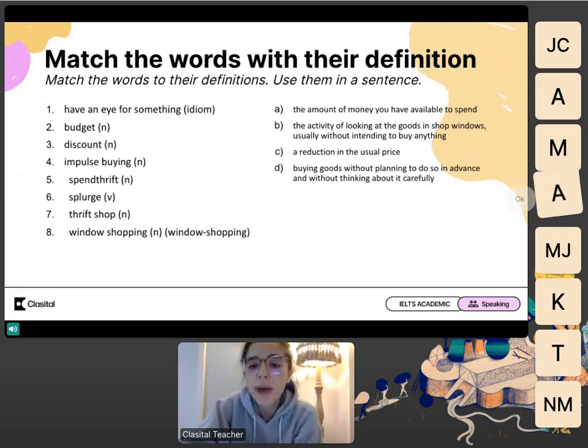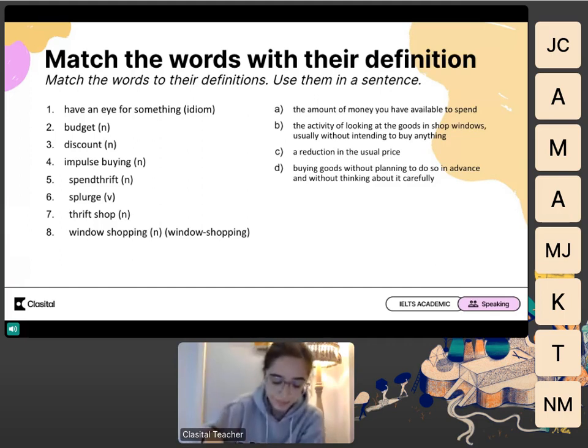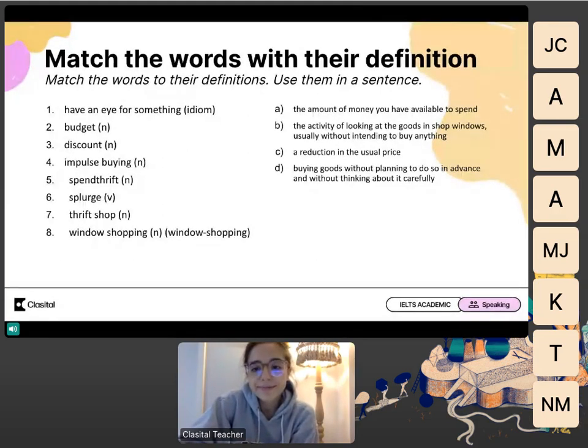Okay, the fourth definition, buying goods without planning to do so in advance and without thinking about it carefully. So you're not thinking, you're just buying. Budget is the amount of money we have. Yes, impulse buying. That's called impulse buying. You just feel like buying it then. And you just buy it. You're not even thinking about how much it is or whether you need it or not. Impulse buying. Is there anyone who wants to use it in a sentence or shall we wait for the next part?